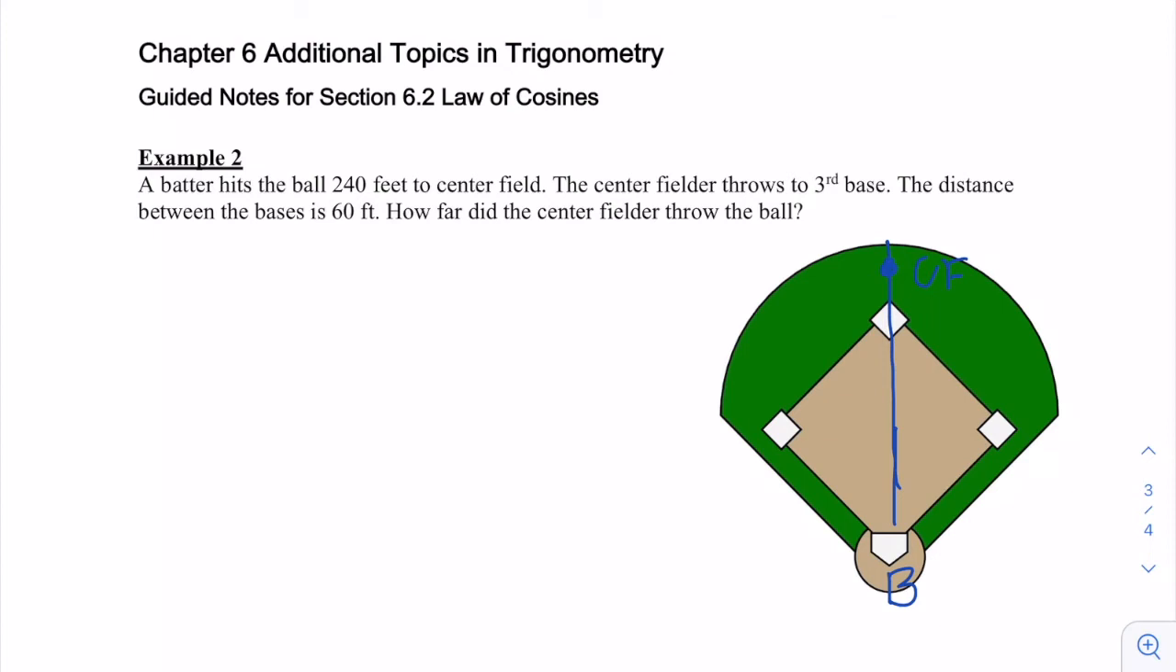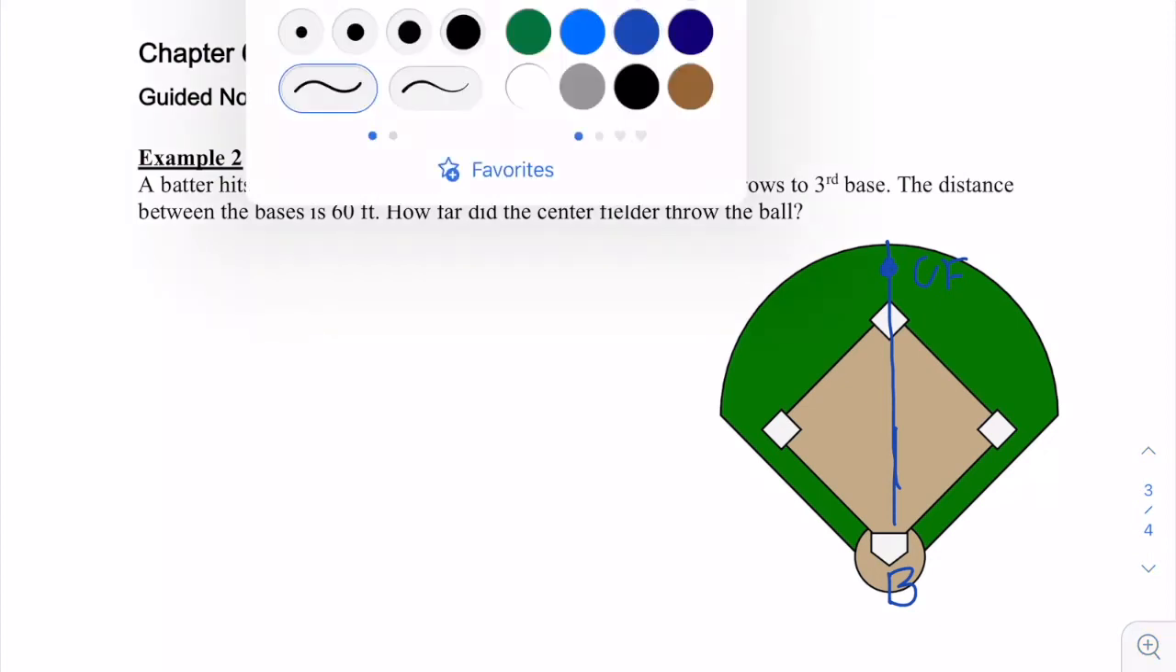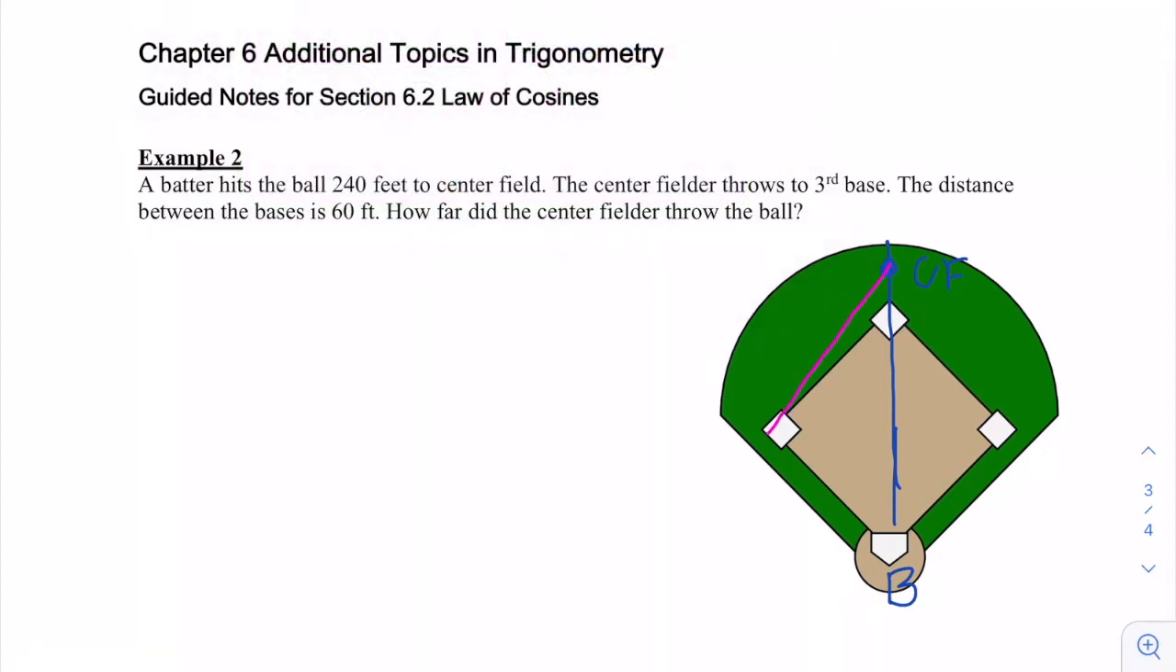Okay, so the center fielder is going to throw the ball to third base, and third base is over here. And we want to figure out the distance that the center fielder threw the ball. So we do know one of the angles. We know that this infield is like a square, so this angle right here would be half of 90, which is 45. We are also given that the distance between the bases is 60 feet. So if we're going to find this distance, we could use the law of cosines.